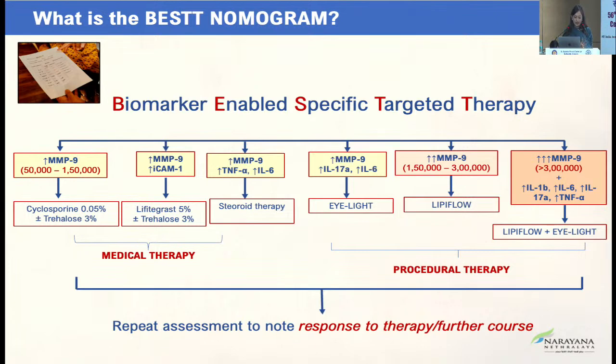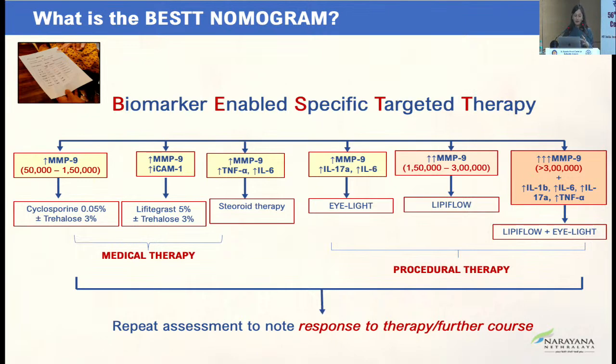So you can give that. If IL-17 or IL-6 is on the higher side, you can give iLite or a steroid-based therapy. And then based on MMP9 levels, if they are 3 or 4-fold higher, you can add a procedural therapy like LipiFlow, or LipiFlow plus any IPL-based therapy, and then you can monitor them.